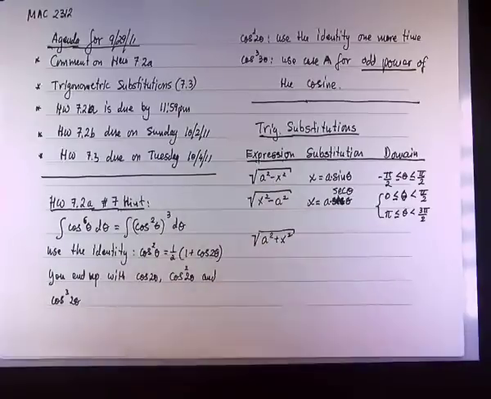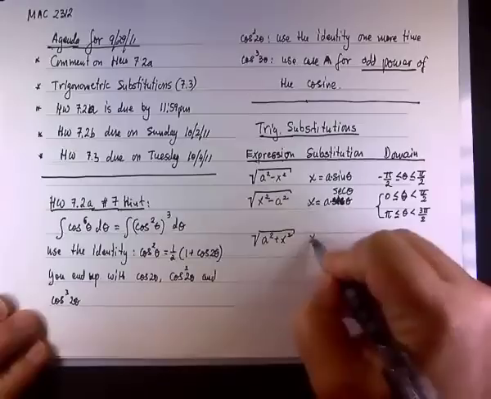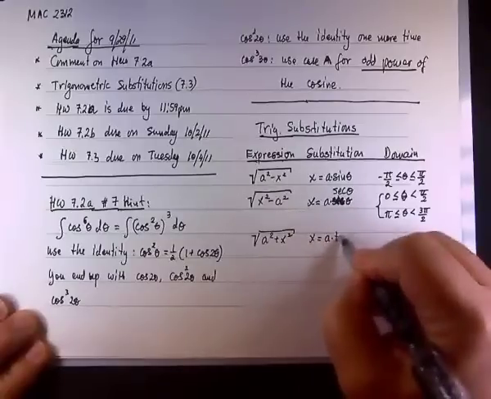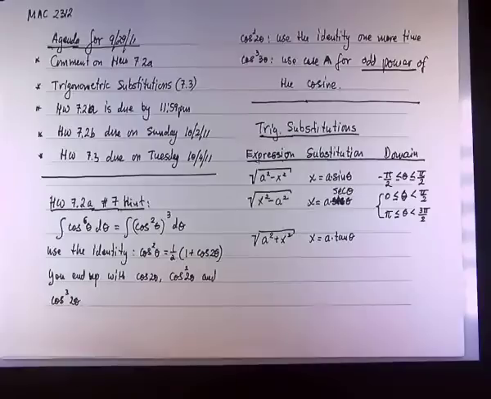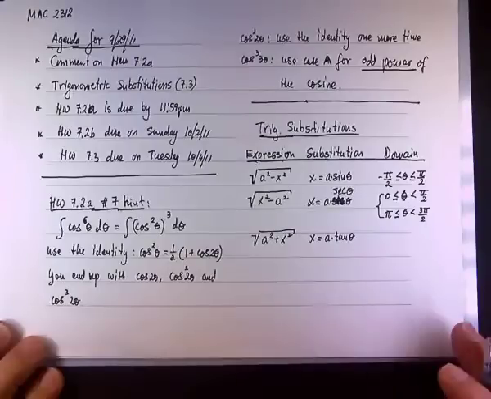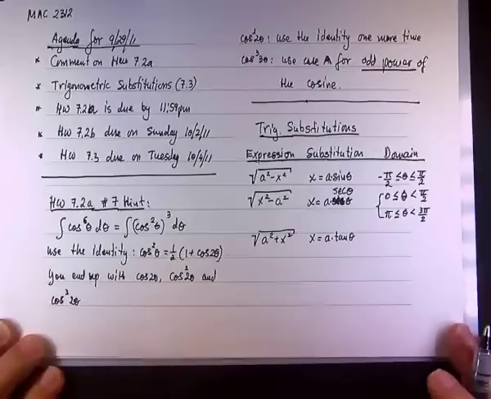The last one is when we have x squared plus a squared, or a squared plus x squared, like so. Now here we don't care so much about the domain, as the radicand is always positive. But because x can be any number from negative infinity to positive infinity, a trigonometric function whose range is like that will be the tangent. The tangent goes from negative infinity to positive infinity. Indeed, the substitution will be a times the tangent of theta, like so.